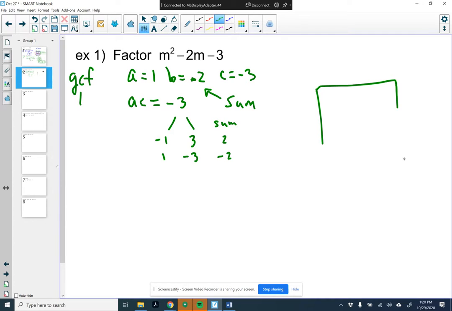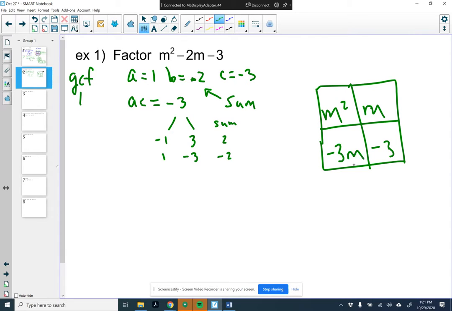We're going to build the table. M squared, negative 3. Remember, first term gets the first square, last term gets the last square, and then the middle term gets split into two pieces. We've got an m, and we've got a negative 3m. And it won't matter which one I put in which of those empty squares. All right?